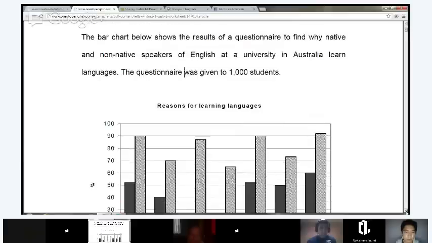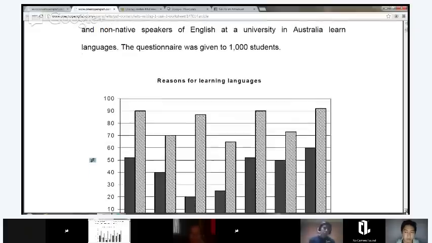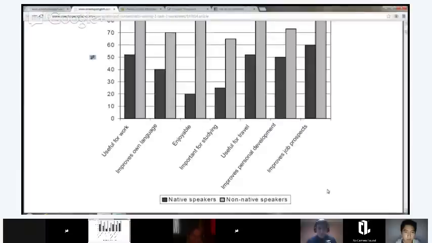So what's the name of the bar graph? Reasons for learning languages. And over here, how are we measuring it, in terms of what? Percentage, the percentage of people. Okay, and this bottom part is called a key. So you have native speakers as the dark, and non-native speakers as the lighter one.